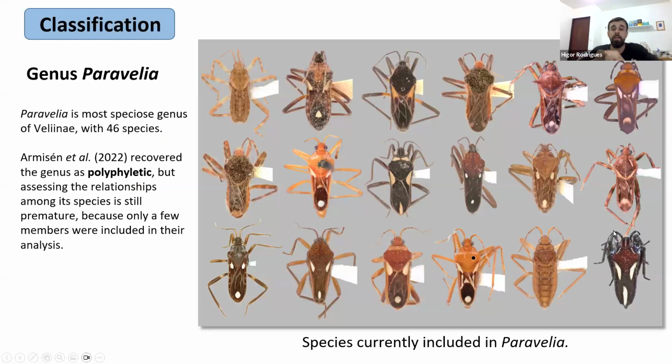Specifically regarding the genus Paravelia, its paraphyly has been hypothesized by several authors, but without a phylogenetic basis. Here we have photos of the dorsal habitus of 18 species of Paravelia, showing the general shape and the variation of the spots on the forewing. We can still consider the study of the relationships among species of Paravelia premature, because only a few members have been included in published analyses.